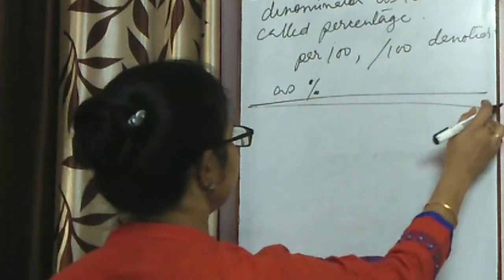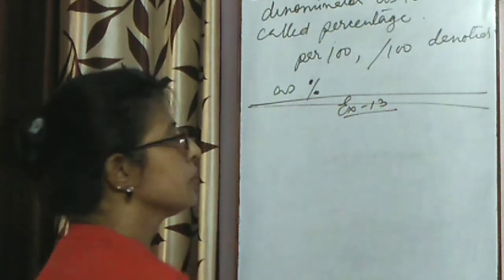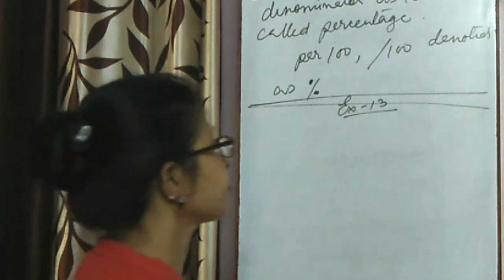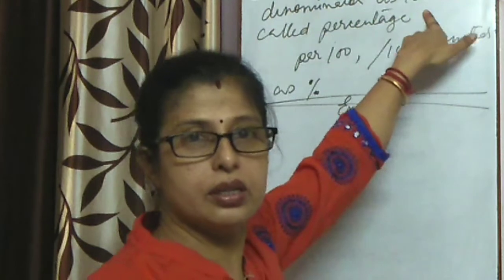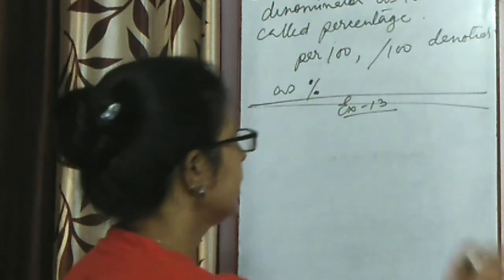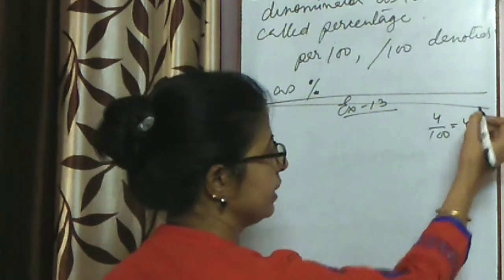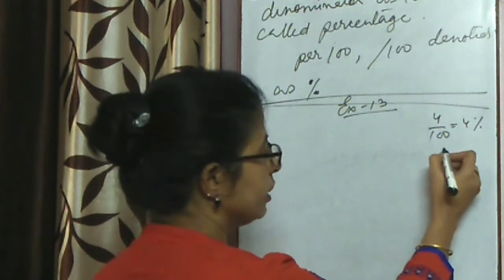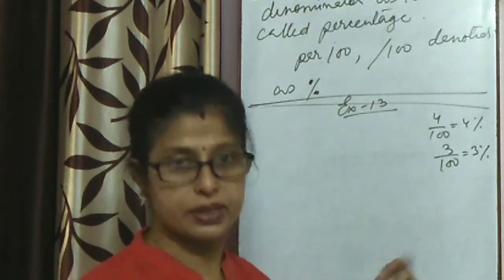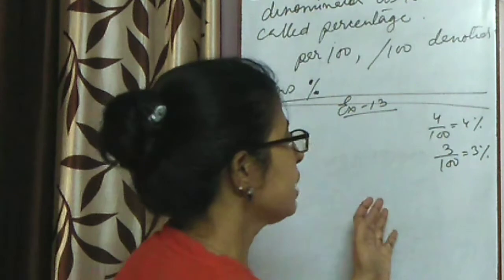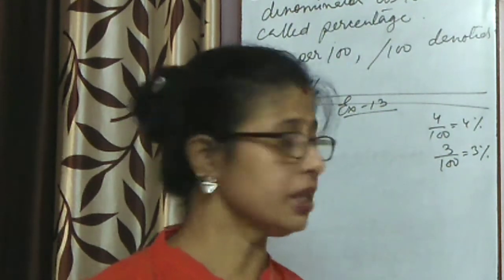Now I'll give you a few sums from exercise 13. So from the definition it is clear, if the denominator comes 100, then we can convert the number as percentage, like 4 by 100, then we can write directly as 4%. Then if it is 3 by 100, then we will write 3%. But there is another method also for finding the percentage.